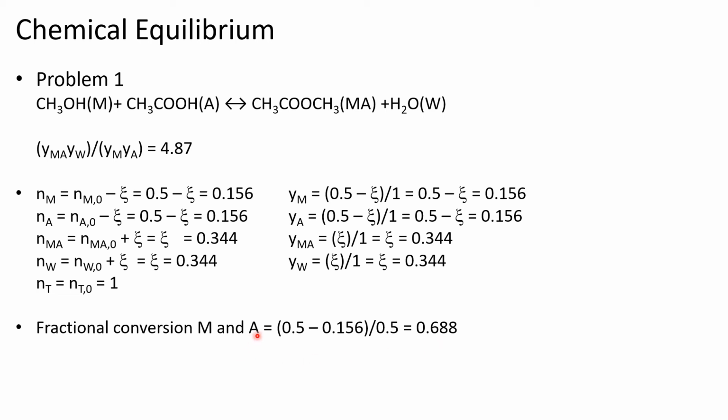To calculate the fractional conversion of the acetic acid, we have the very same expression. Because 0.5 moles of acetic acid enters, the amount that exits from the expressions up here is 0.156. We'll take that difference to calculate the moles of acetic acid that react, divide that by the moles that enter to get the fractional conversion of 0.688.